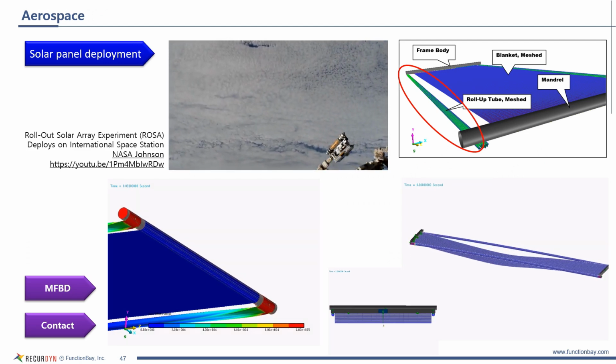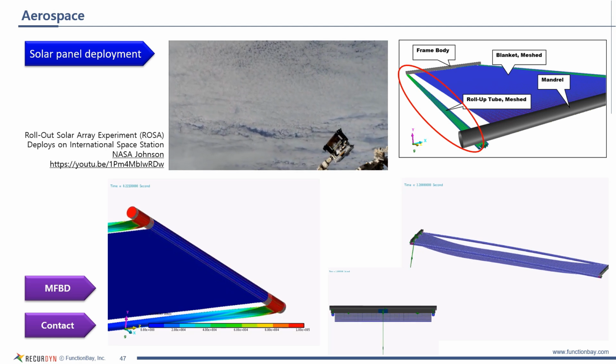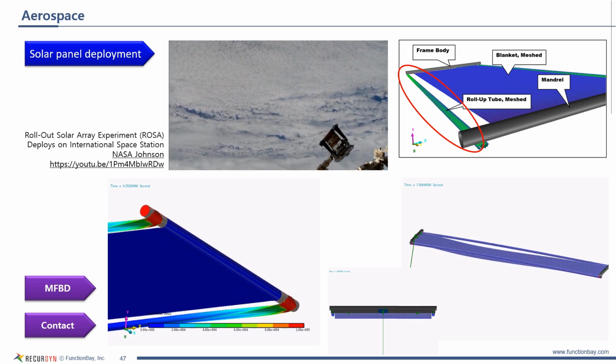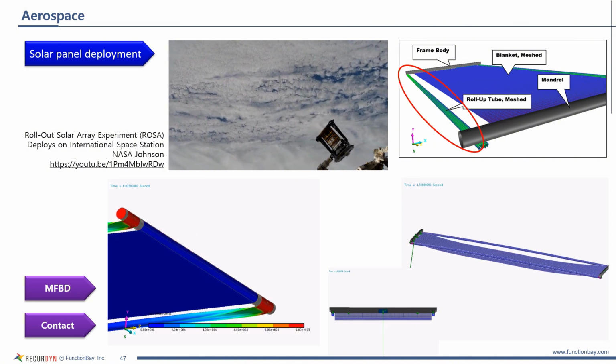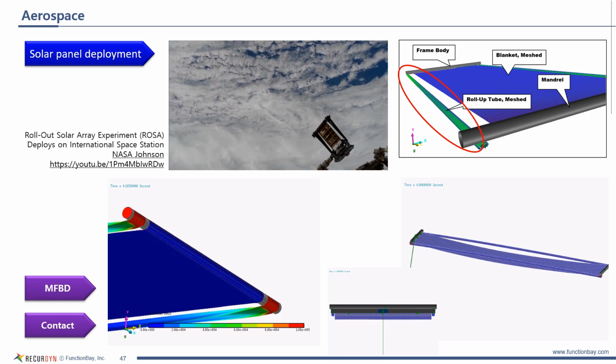Until now, we've focused on systems operated on land. But now, let's shift our attention to the sky and space. What you're seeing here is footage of a solar panel that was compactly stored, being deployed widely in space.